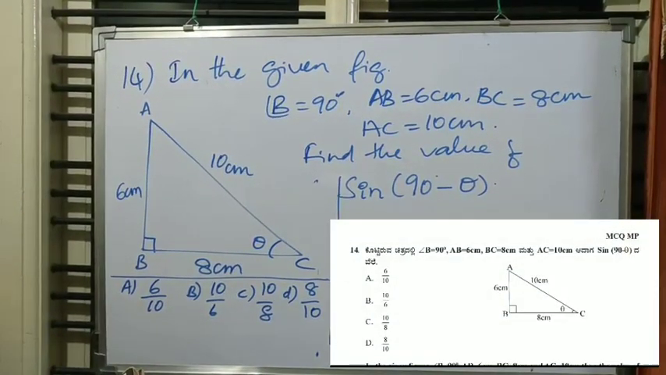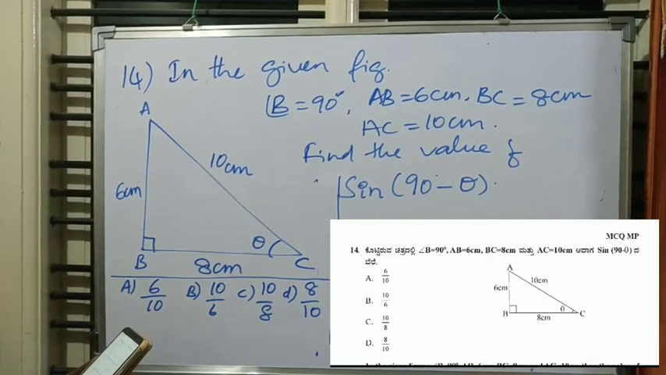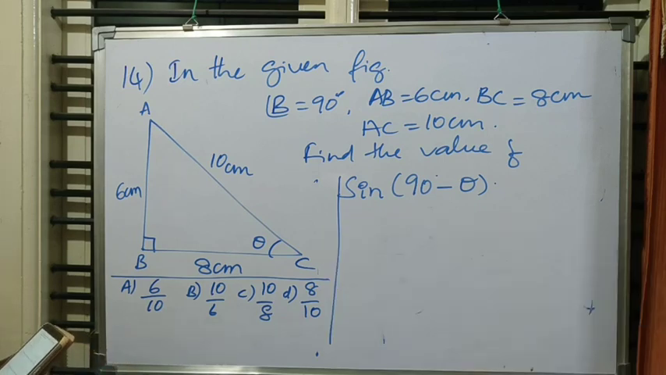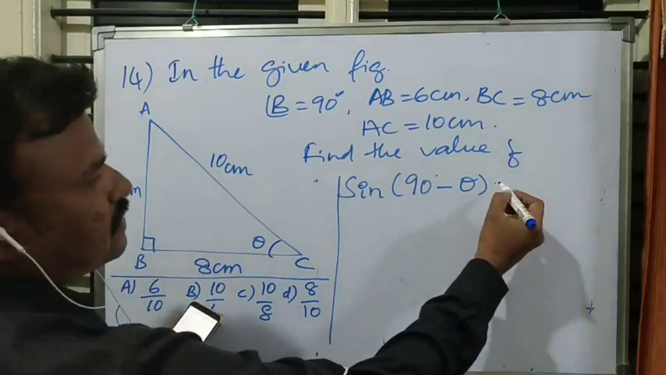Okay, dear students, questions 10, 11, 12, 13 belong to quadratic equations. Now let us come to the trigonometry chapter. In this question, in the given figure, angle B is equal to 90 degrees, AB equals 6 centimeters, BC equals 8 centimeters and AC equals 10 centimeters. Then the value of sine of 90 minus theta is dash.